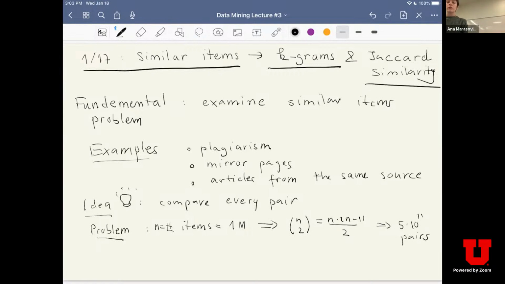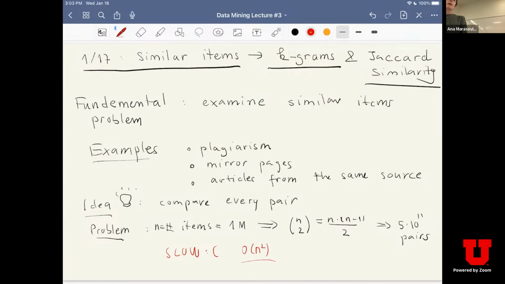And basically, if you would compare 10 to the power of 6 pairs in a second, comparing this many pairs would take 5 days. And if you had 10 million items, this would take 1 year. So obviously, this obvious thing to do is not what we would do when we are dealing with big data. So we cannot do this because it's too slow. Because we have this problem, right?